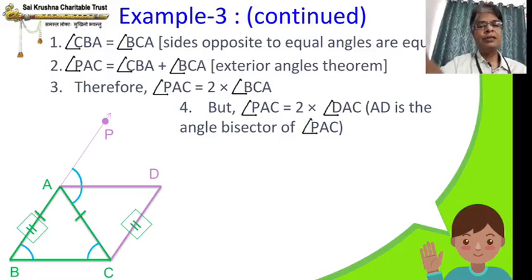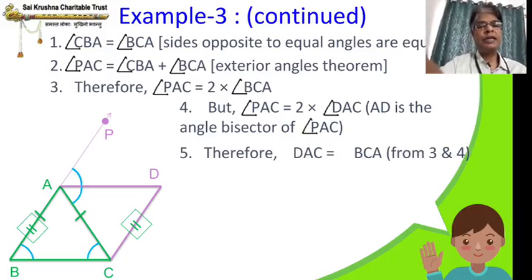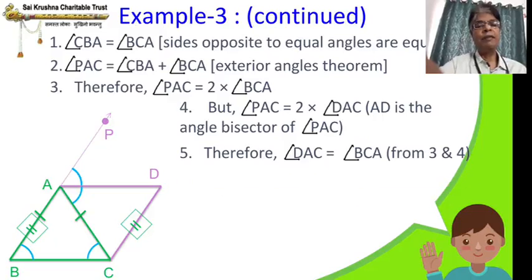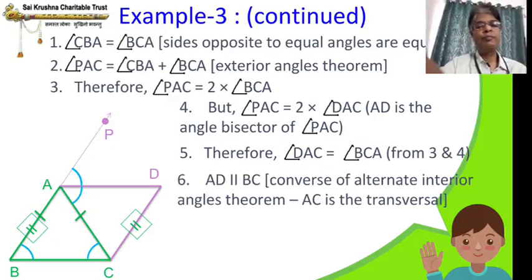Now we can see statements number 2 and 3 both have PAC on the LHS, and 2 on the RHS, all are getting cancelled. Therefore, angle BCA equals angle DAC. So you can see the symbol here, which I have already put. Angle DAC, the blue color, equals angle BCA. So the first one we have proved already.